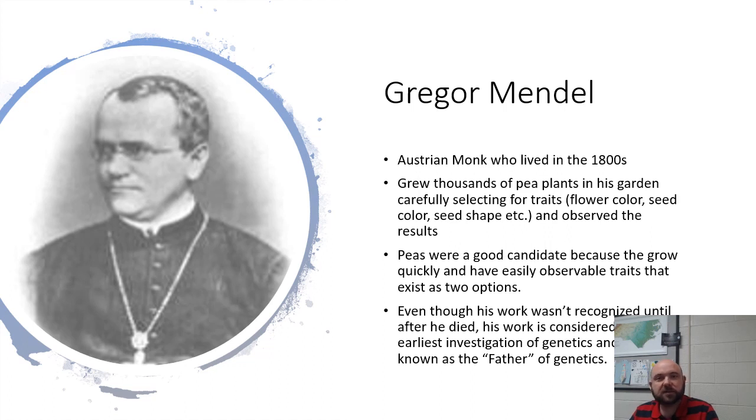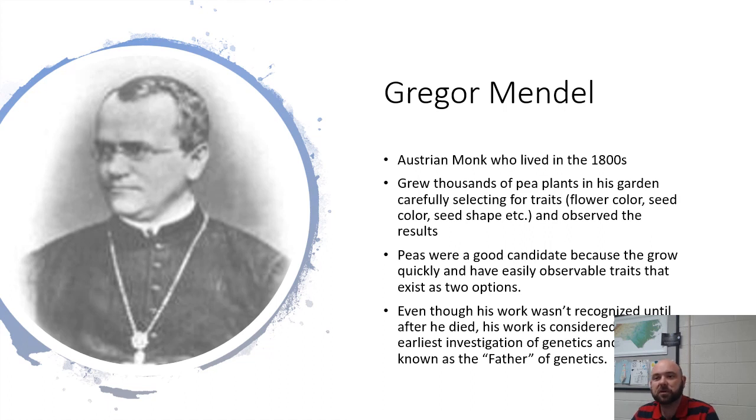Like I said, it was perhaps kind of lucky that he chose to use pea plants. They were a great candidate because of a few things. First of all, they grow really quickly, so you can perform a lot of experiments all at one time. They have and they had easily observable traits that came in just those two options. It worked out really nicely.